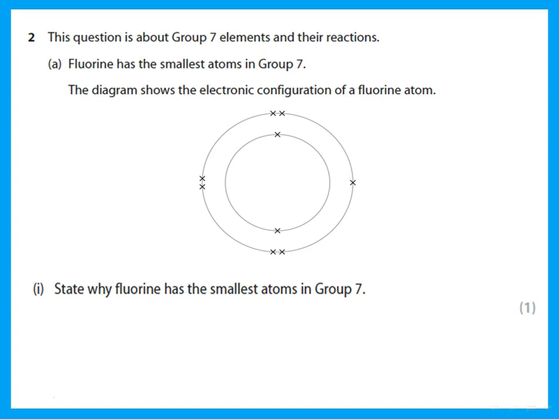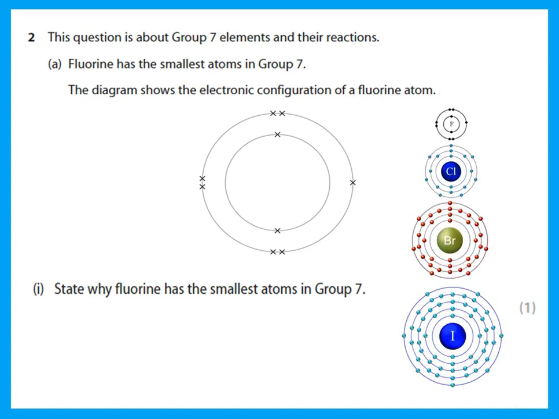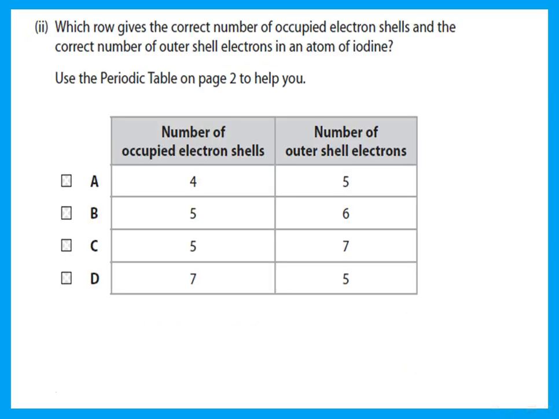The next question says fluorine has the smallest atoms in group 7. The diagram shows the electronic configuration of a fluorine atom, and he's saying state why fluorine has the smallest atoms in group 7. Well, let's look at group 7. Group 7 are fluorine, chlorine, bromine, iodine. Of course, as I go down, the number of shells increases, the number of electrons increases, and the atom gets bigger. So fluorine is the smallest because it has the lowest number of shells.